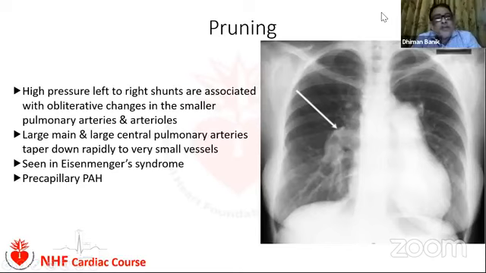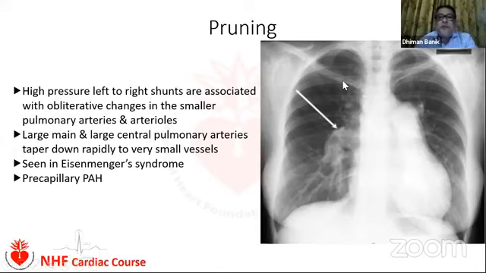In case of a shunt anomaly, there is left to right shunt, and gradually when pulmonary artery pressure rises, it gives rise to bidirectional shunt, and later on right to left shunt, where there are obliterative changes in the smaller pulmonary arteries and arterioles. The main and large central arteries taper suddenly and rapidly become small and also absent. This is present in Eisenmenger syndrome, where there is reversal of shunt.